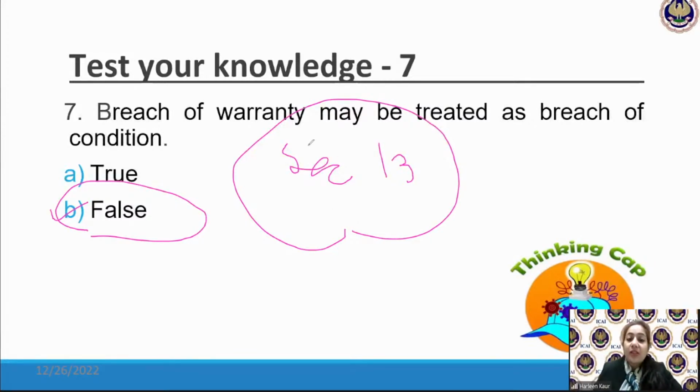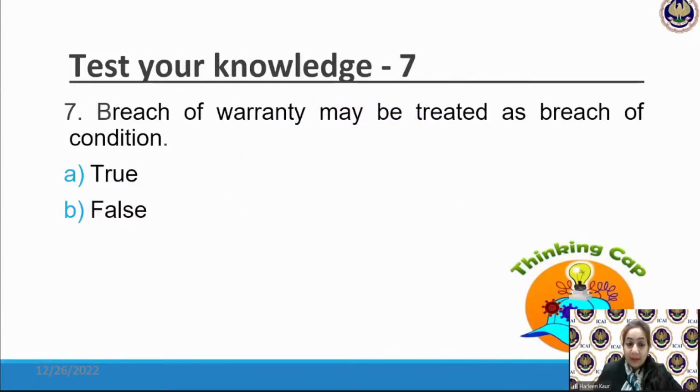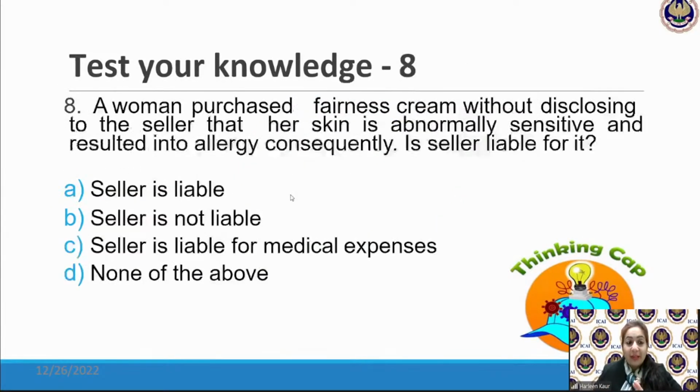Now you can apply Section 13 and you can voluntarily waive the condition breach. You can tell the seller that I don't want to part with the goods. I want to treat my breach of condition as breach of warranty, so I will claim the damages for this. I will not return my goods. All right, so you have to be very careful while reading the questions.